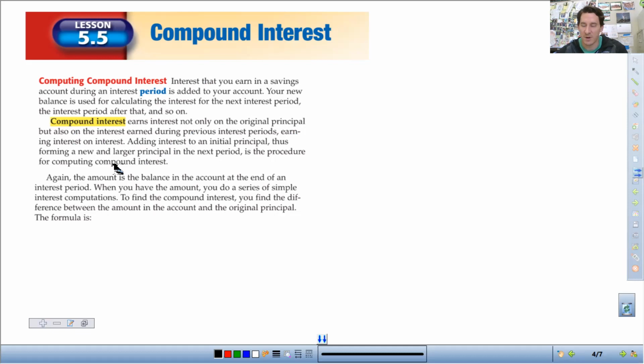This is how a savings account works. This is how loans and other things work. All the interest is compounded.